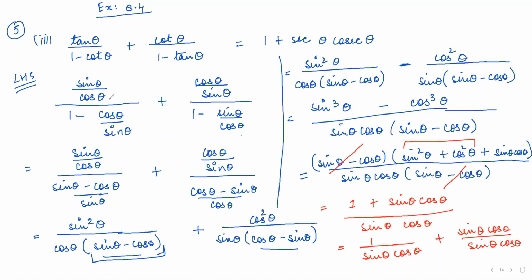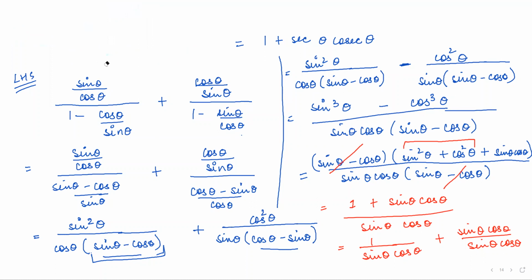I don't have space. Can I rub a bit from here? Okay. So this term, 1 upon sine theta into cos theta, I can simply break it into 1 upon sine into 1 upon cos, and then plus 1. Now 1 upon sine is cosec theta, and 1 upon cos is sec theta, and plus 1. This is equal to RHS.